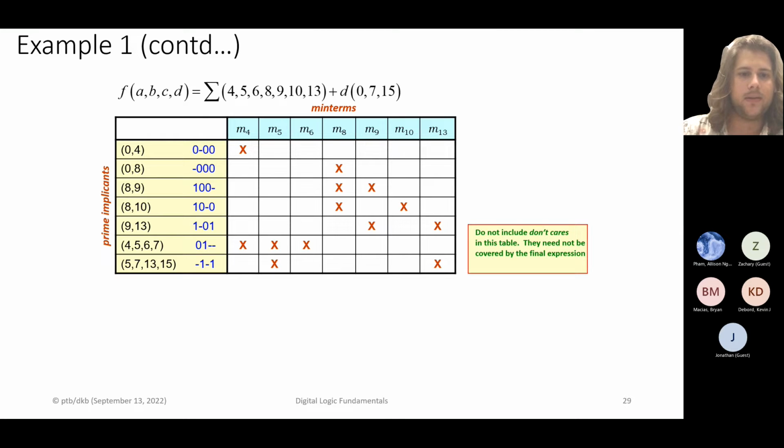Next up, M10 is only covered by one prime implicant, which means that these two get covered, and this comes here. So these are the vertical lines. All of these minterms are covered, which means there are only two minterms left that need to be covered. You could do it with 8, 9, and you could do it with this last one, but that wouldn't be as efficient as using the 9, 13. So that's how you end up with that.